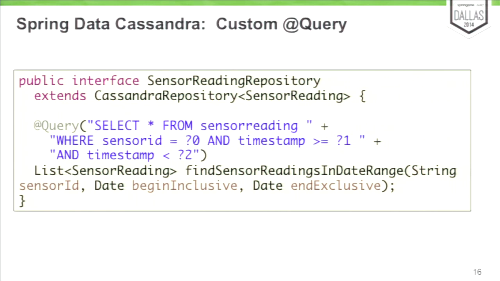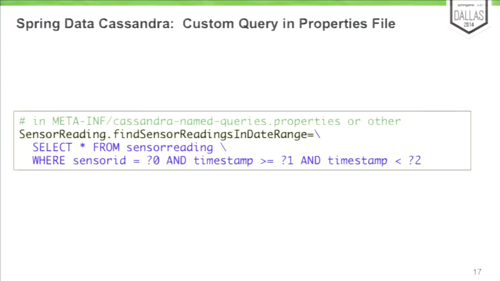So this is an example of a custom query where you provide it in the annotation, and it's as simple as it looks. Select star from sensor reading, in this case, where blah, blah, blah. The indexes are zero-based and correspond to the arguments here. That's the simplest way to do it, and for any of you who've used Spring Data, that's a familiar paradigm. The only thing I'd say about storing queries in properties files is the name of the query. It's the simple name of the class, dot, the name of the method in the interface, equals, and then your CQL. In properties files, you can use backslash to continue the line. I just did that for readability.